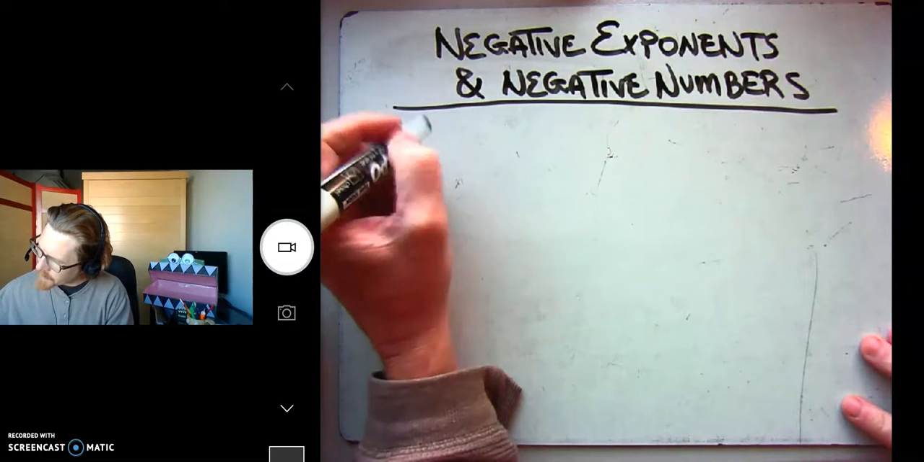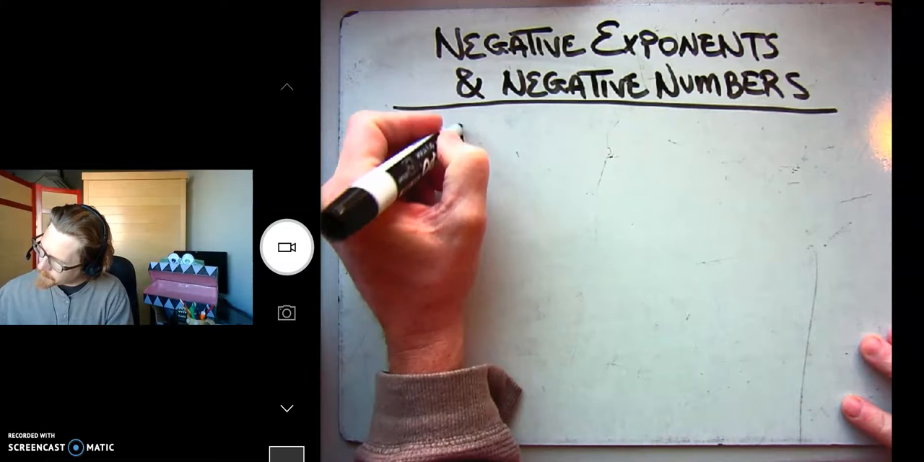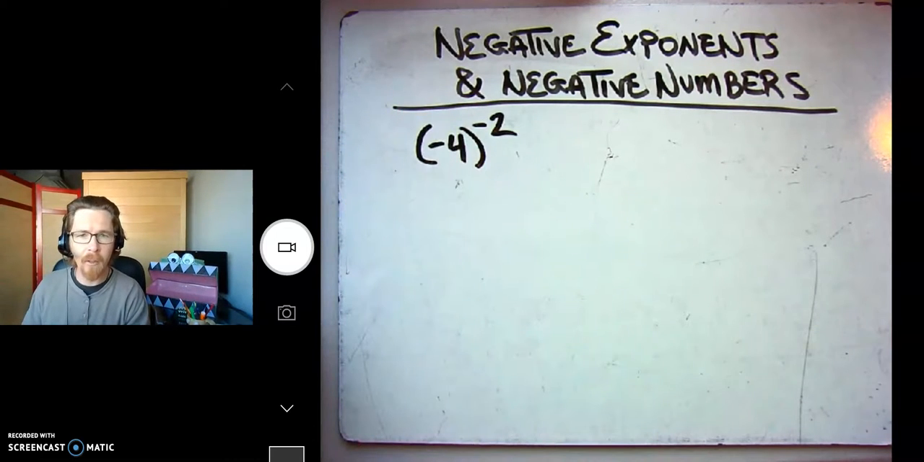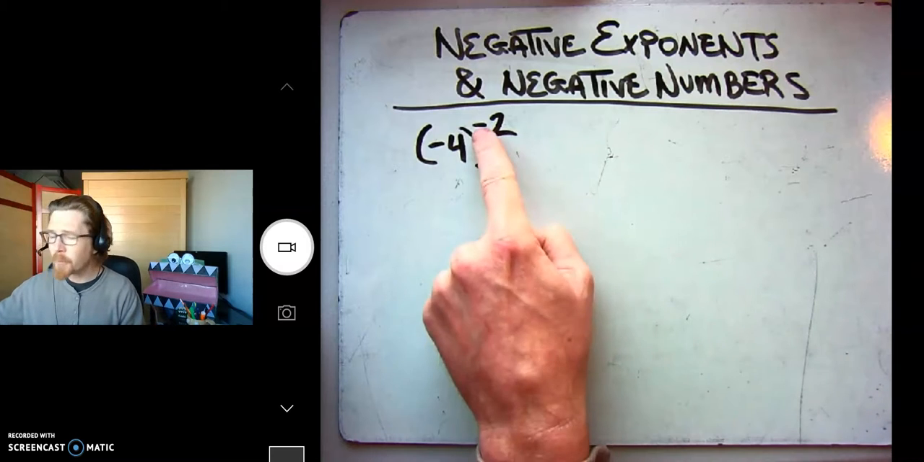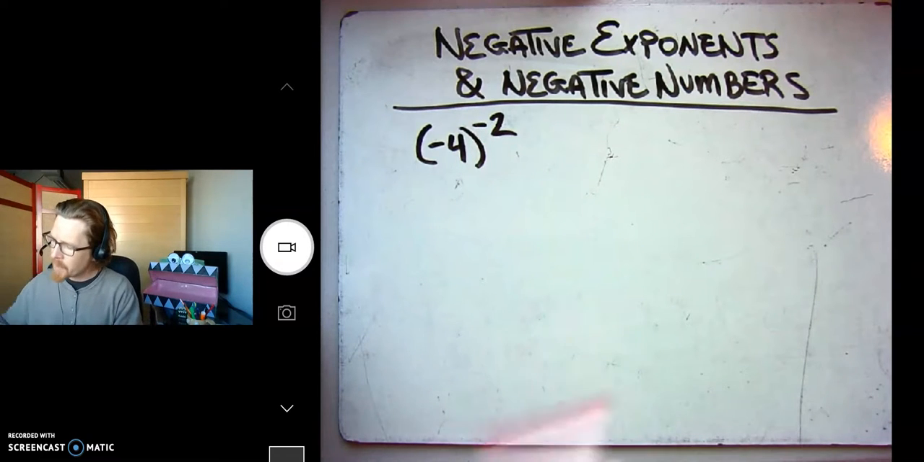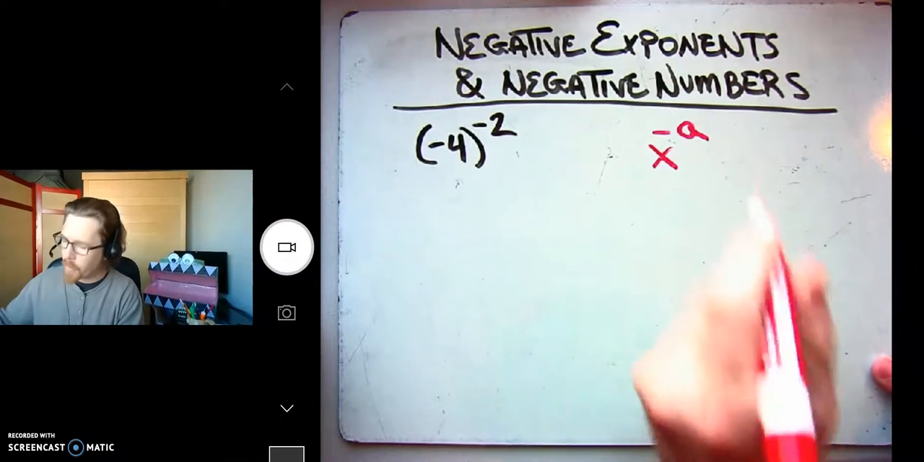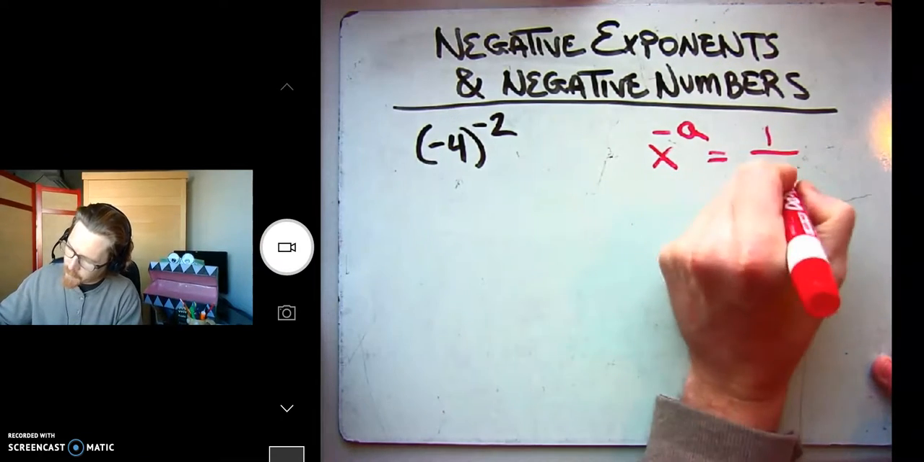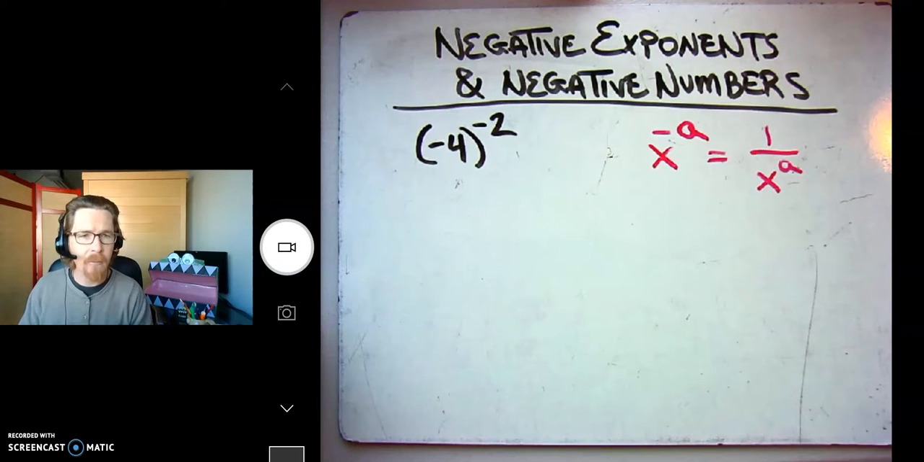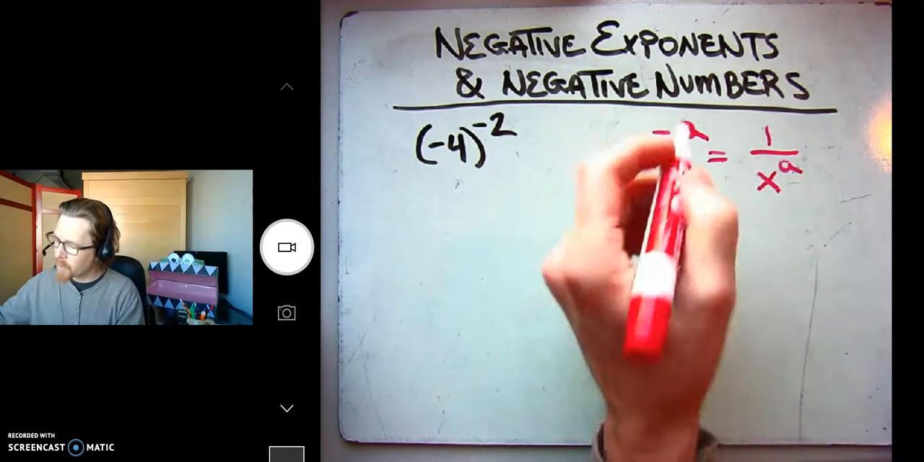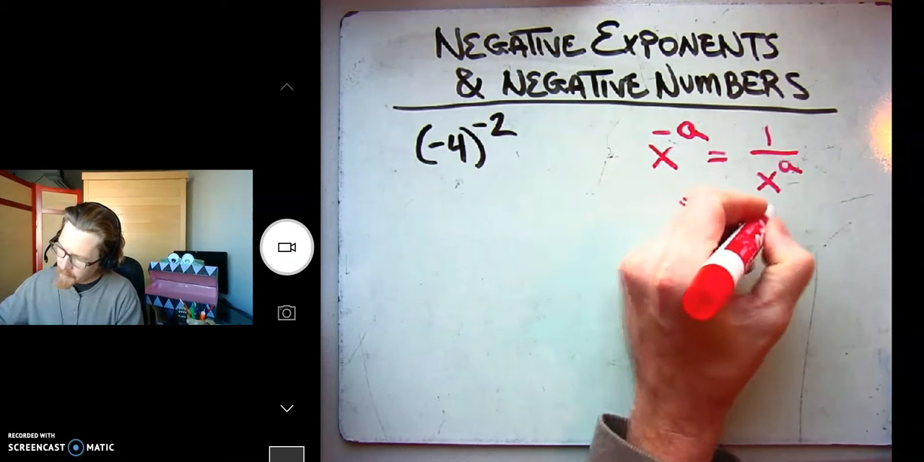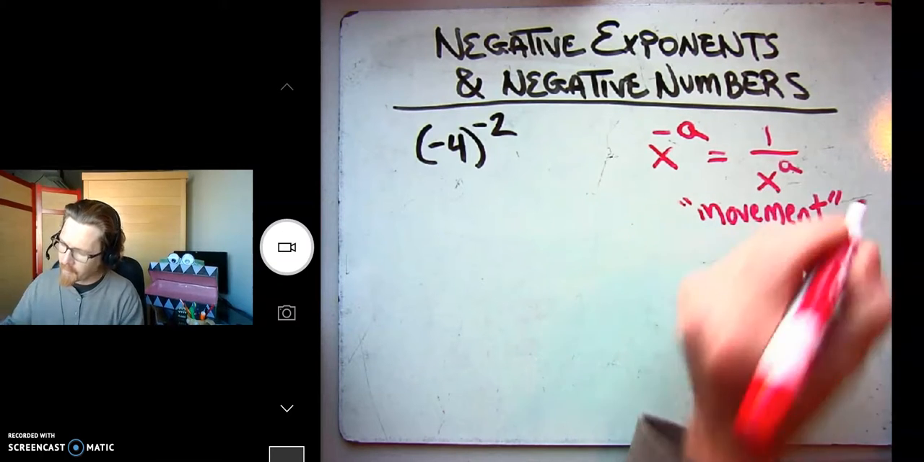Let's say, for instance, I want to figure out what is negative 4 to the negative 2 power. Now, there's a couple of different rules that are happening here. The first is the negative exponent rule. We have this rule that says any number raised to a negative exponent is really the reciprocal of that value. So again, a negative exponent doesn't necessarily produce a negative number. What it does is more of a movement. So I think of negative exponents as movements.